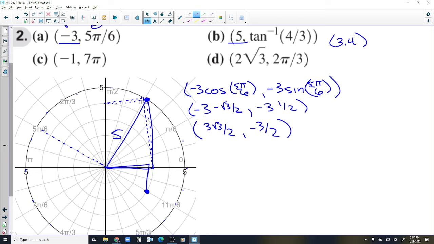Letter C might be a connection you've never made before, possibly. I know that I'm on a circle of radius 1, but I need to go to 7 pi. Well, if this is 0 pi, over here is pi, this is 2 pi, and this is 3 pi, and then this is 4 pi, and this is 5 pi. Isn't this the odd side, and this is the even side? Right? So negative 1, 7 pi. So we're over here at 7 pi, but at -1.